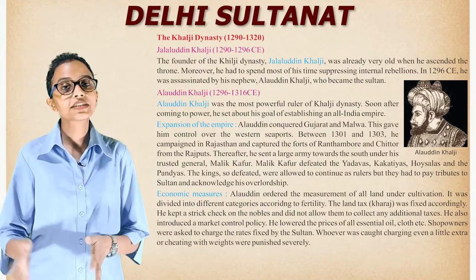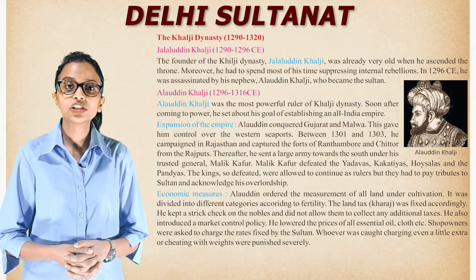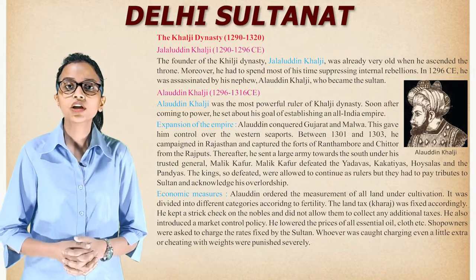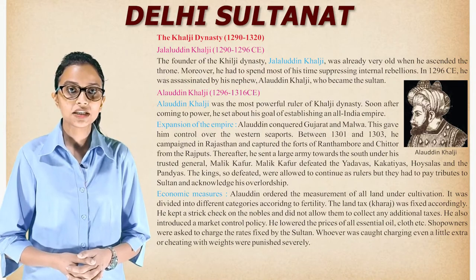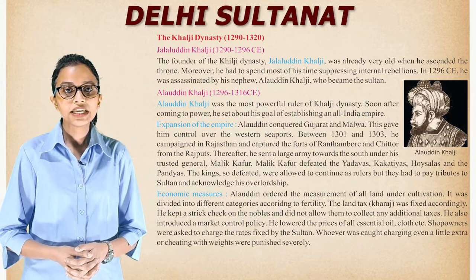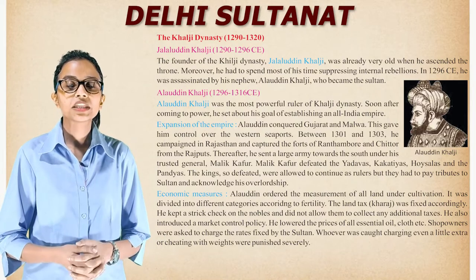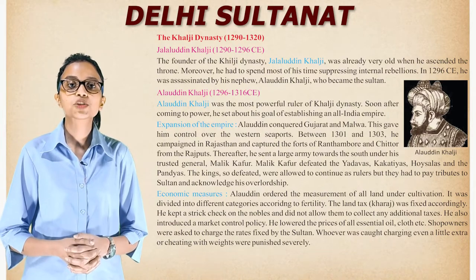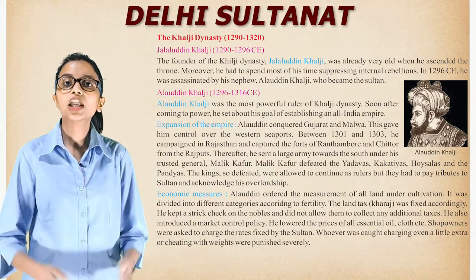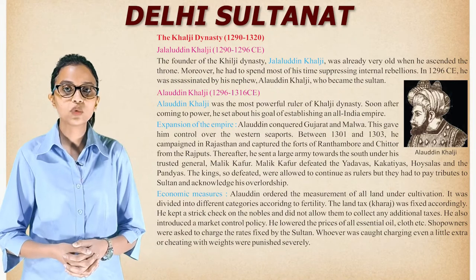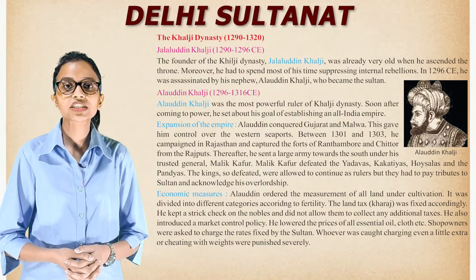Alauddin Khilji, 1296 to 1316 CE. Alauddin Khilji was the most powerful ruler of the Khilji dynasty. Soon after coming to power, he set about his goal of establishing an all India empire. Expansion of the empire. Alauddin conquered Gujarat and Malwa. This gave him control over the western seaports.